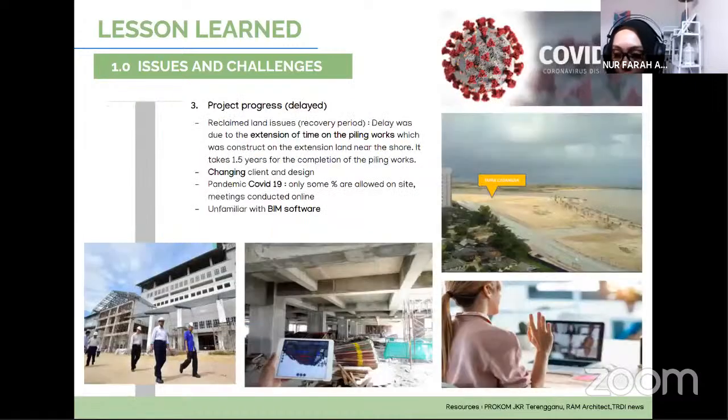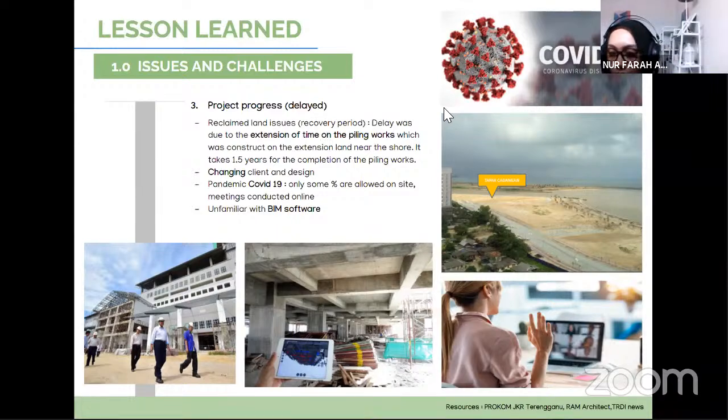Next is the project progress. The project was delayed not only due to the introduction of BIM software into the project, but also the changing of client and the design, the recovery period of the piling works that took 1.5 years for the completion of the piling works, and also the COVID-19 pandemic, where only some percentage of workers were allowed on site, and mostly the meetings were conducted online, and also because of the unfamiliarity with the BIM software.